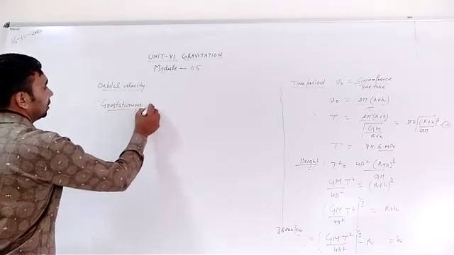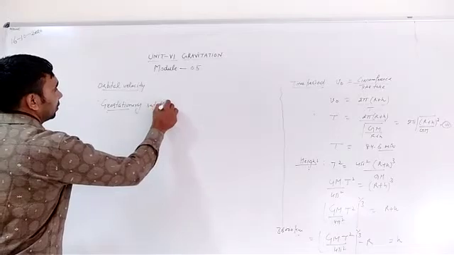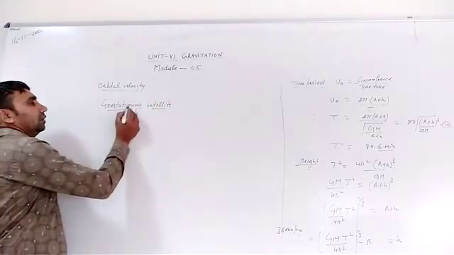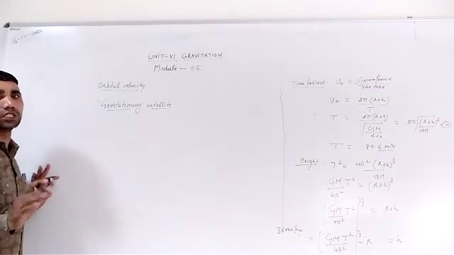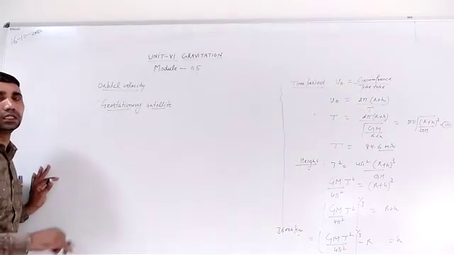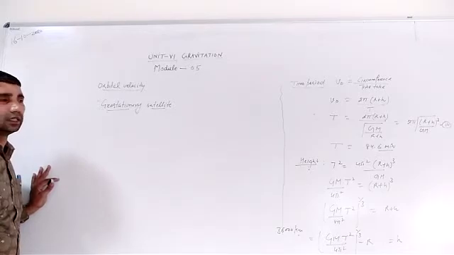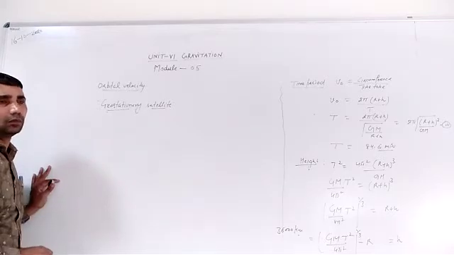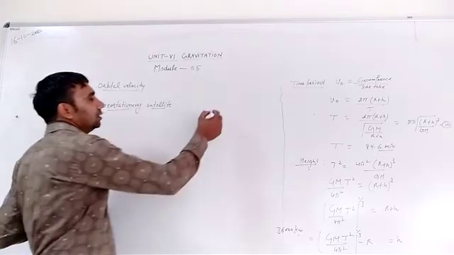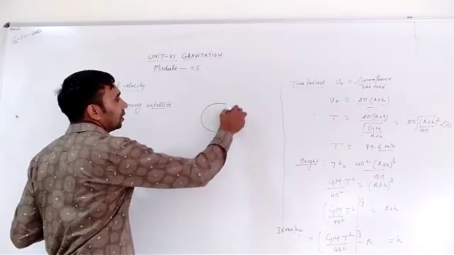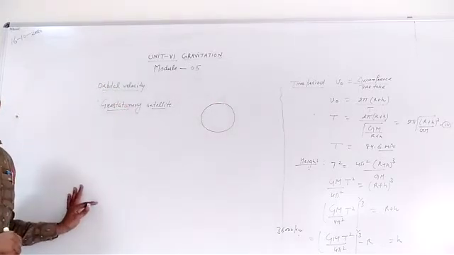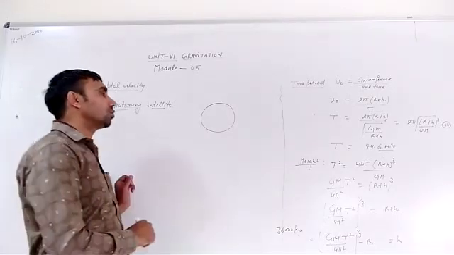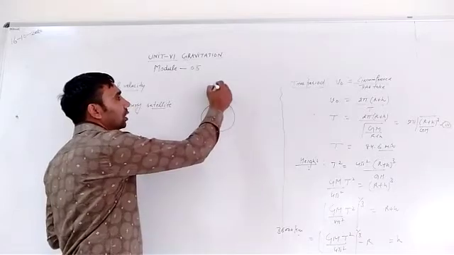A geostationary satellite means stationary with respect to Earth. A satellite which is stationary with respect to Earth is called a geostationary satellite. It is concentric and coplanar with the Earth, having a common center. This is the Earth. Earth rotates about its own axis with a time period of 24 hours.